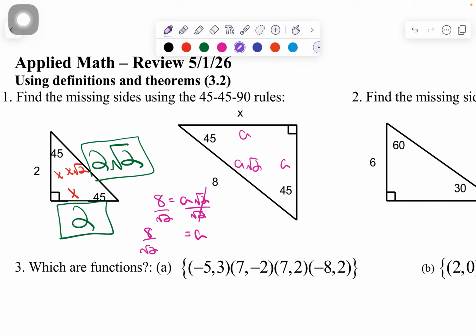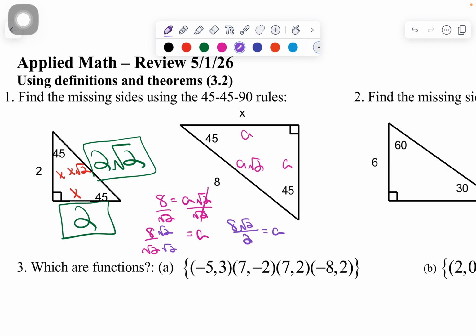We're going to rationalize that. So root 2 and root 2. And I'm going to kind of work over here now. So 8 root 2 over root 2 times root 2 is 2. So this equals A. And then the last part is going to be to divide. So 8 divided by 2 is going to be 4 root 2 is what A equals. Which means each of these sides that's labeled as A are going to be 4 root 2 here and 4 root 2 here. All right, so that's question number 1, dealing with the 45, 45, 90s.